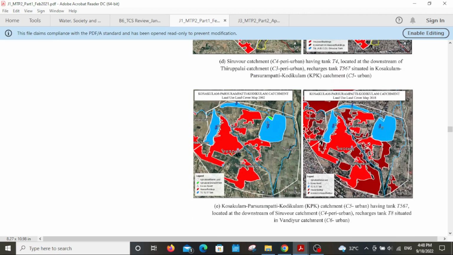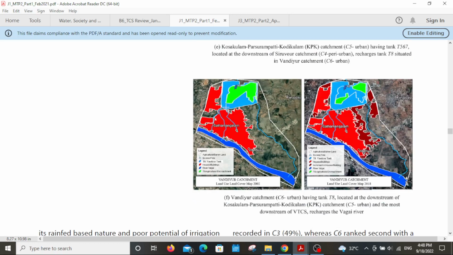Now we enter the urban region, which is the combination of 3 tanks, tank 5, tank 6 and tank 7, which are respectively the Kosakulam, Parshurampatti and Kodikulam catchments. These 3 tanks are there, and we can see here clearly how the urban area has increased between 2002 and 2018. And this is the last tank, which is again located in the urban region. The name of this tank is Vandiyur tank, and this is the biggest tank among all the tanks. That's why this entire cascade network is named the Vandiyur tank cascade system.